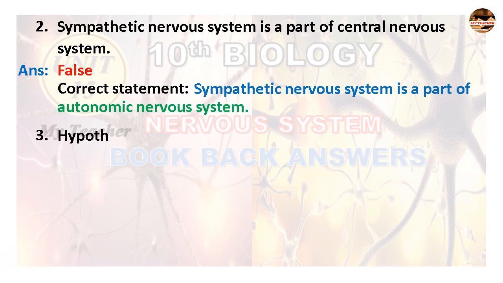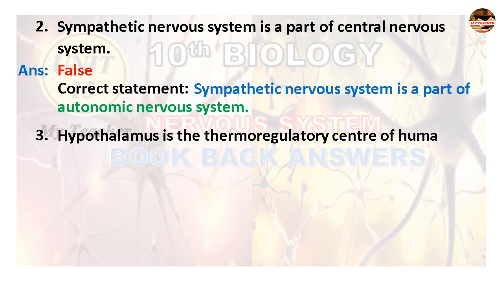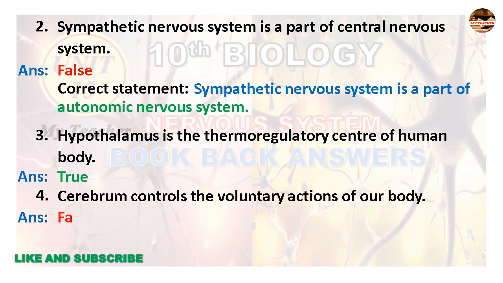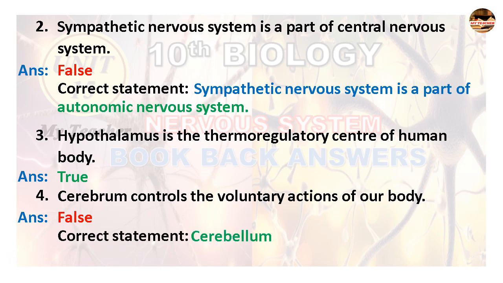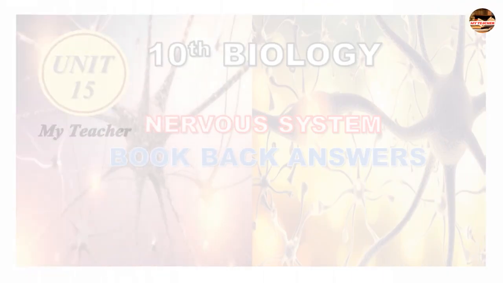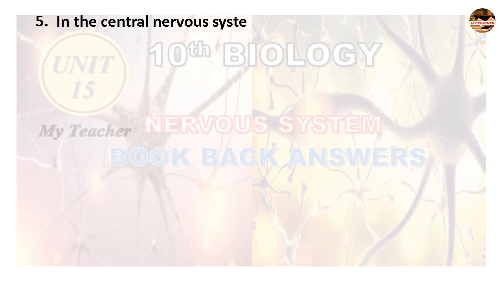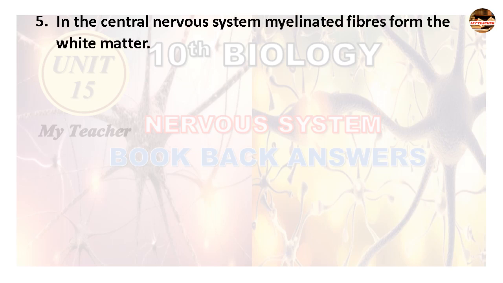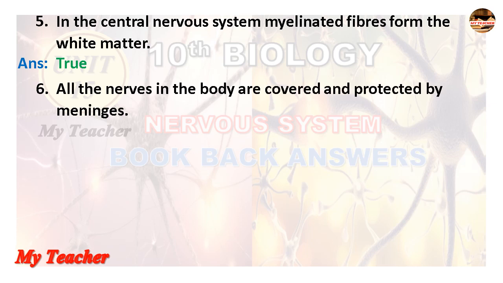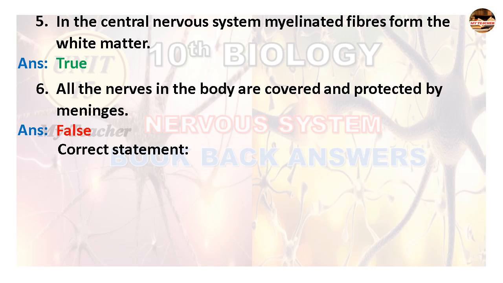Third question, hypothalamus is a thermoregulatory center of human body. Answer, true. Fourth question, cerebrum controls the voluntary actions of our body. Answer, false. Correct statement, cerebellum controls the voluntary actions of our body. Fifth question, in the central nervous system, myelinated fibers form the white matter. Answer, true. Sixth question, all the nerves in the body are covered and protected by meninges. Answer, false. Correct statement, brain is covered and protected by meninges.